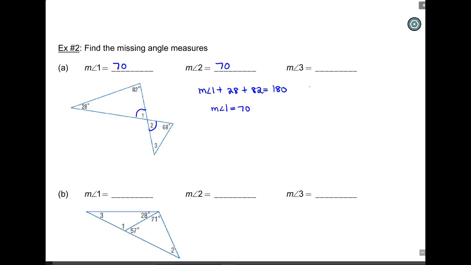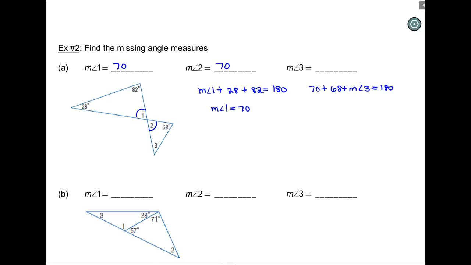Now I know 70 plus 68 plus the measure of angle 3 also has to add up to 180. Don't call out. Raise your hand when you have this. Sammy? 42. We agree? 42. So sometimes when we have more than one triangle, we would not have started with the smaller triangle on the bottom right. We'd start with the one where we already know 2 of the angles and then go from there.